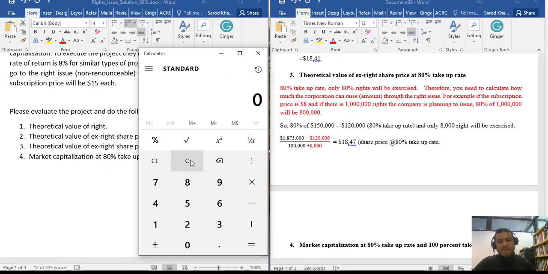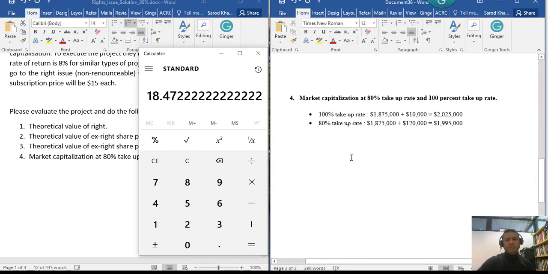Let's look at the calculator again. The previous market capitalization was 1,875,000 plus, at 80% take-up rate, $120,000 will be raised, divided by 108,000 shares, because previously there were 100,000 shares and now at 80% take-up rate only 8,000 shares will be exercised. So 108,000 shares. Let's see how much it will be. It is 18.47222. So at 80% take-up rate, the ex-right share price will be $18.47. Hopefully you understand this question.